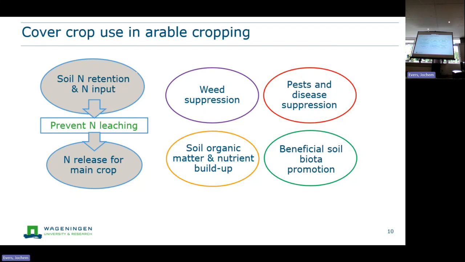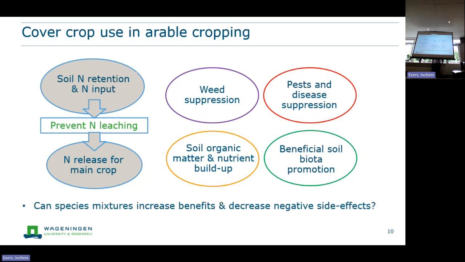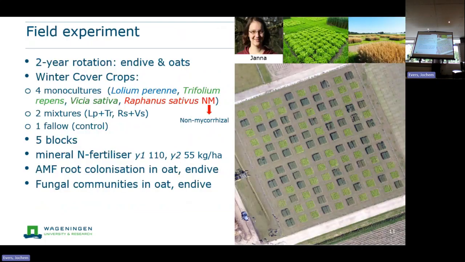So in this lecture, I think I have the time. The first part will be about this part, and the second part about this part in the same experiment. So we can then see how do they balance out or not. Okay, and as I said, we were thinking that using mixtures may have an additional benefit compared to the monocultures. So how did the experiment look like?